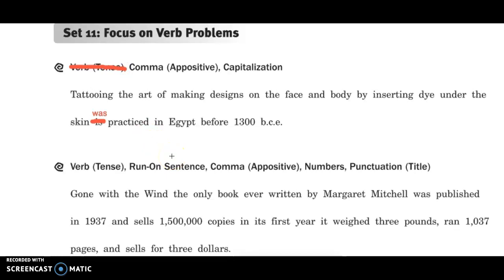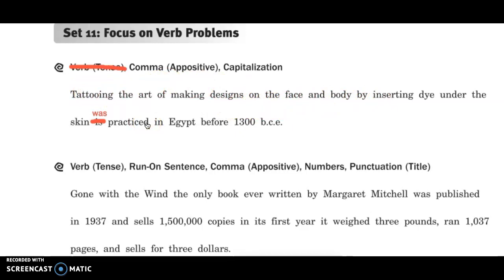Next, let's take a look at our commas to show that we have an appositive. Now, an appositive is simply a noun phrase that renames another noun in the sentence. So if I'm looking for the main noun of our sentence, I'm kind of looking for the subject of the sentence. And so if I ask myself, what is the sentence about? I can easily answer that I know my sentence is about tattooing. This will point me in the direction of finding that appositive phrase that renames the noun tattooing.